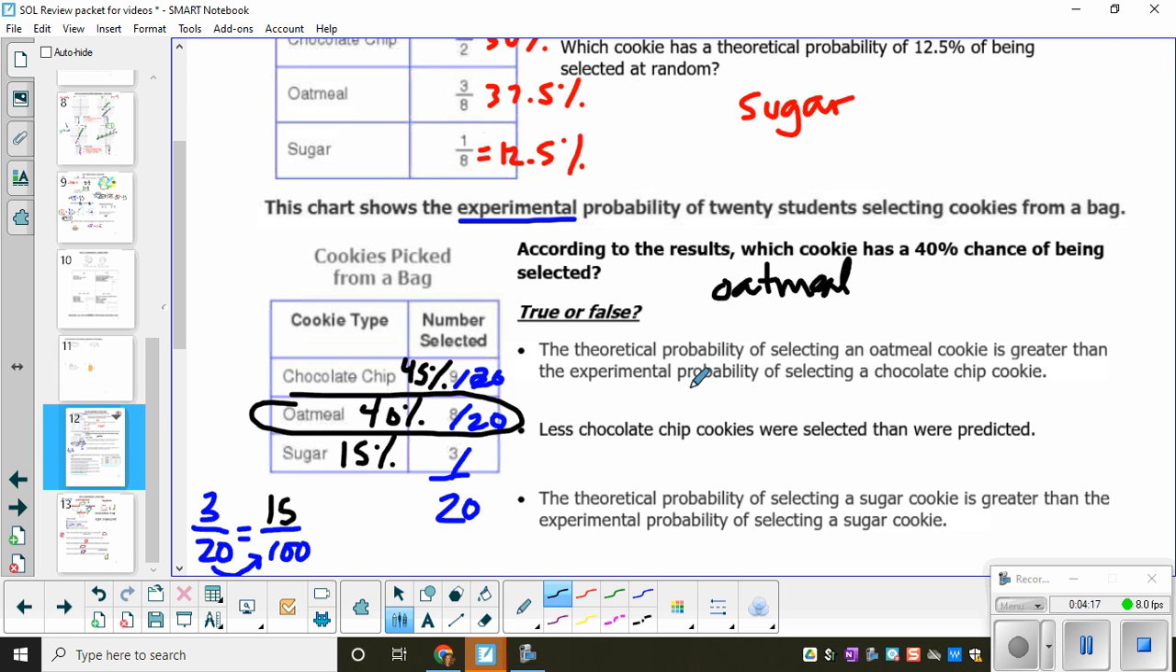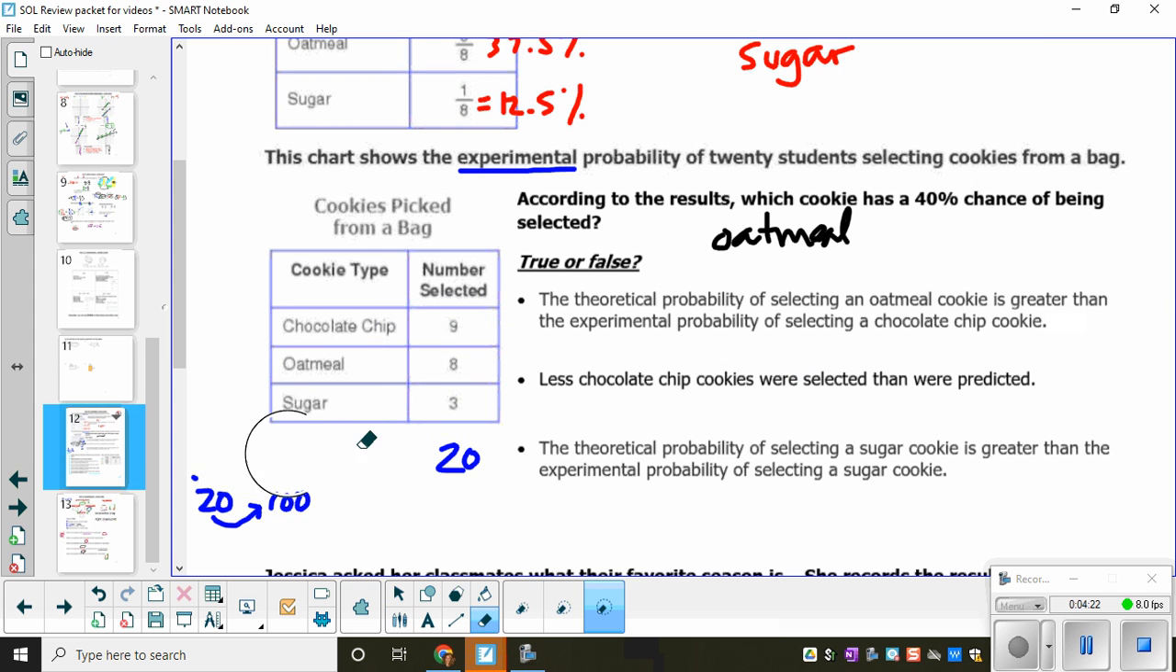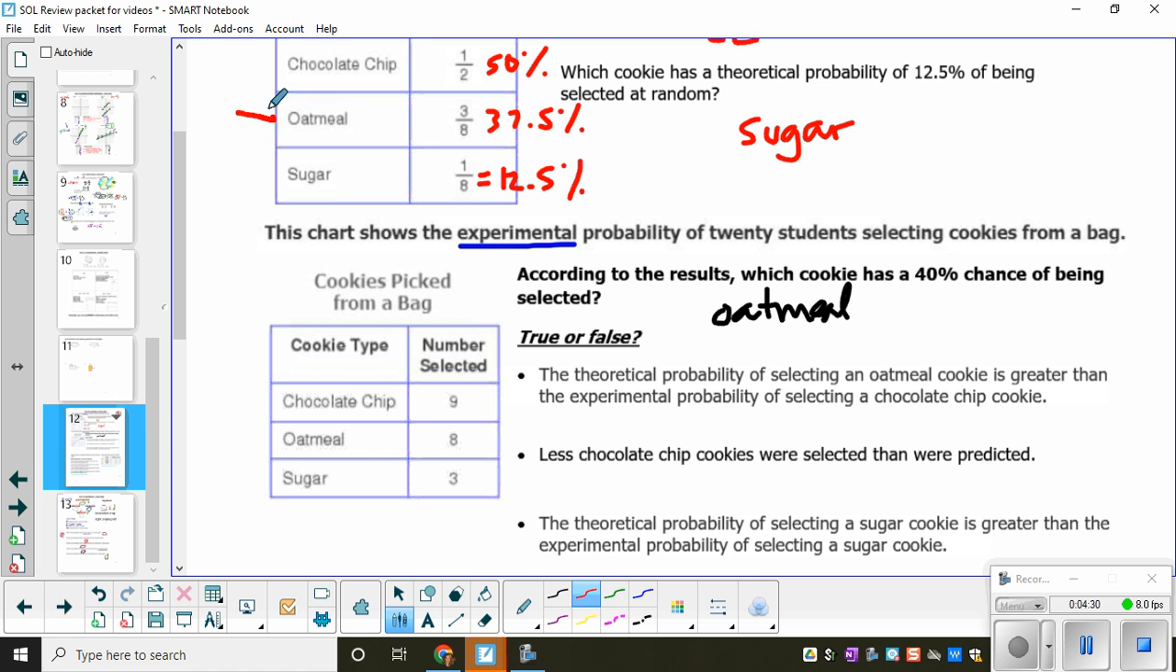Now the next section is just a series of true or falses. So let me just erase this math real quick. All right, the theoretical probability of selecting an oatmeal cookie, which is up here, is that greater than the results down here of selecting a chocolate chip cookie, which was right here? Now we just said a second ago that the 9 out of 20 was 45% of the time. So the question is, this 37.5, is it bigger than this number? No. So this would be false.